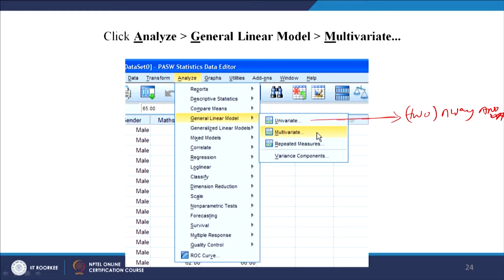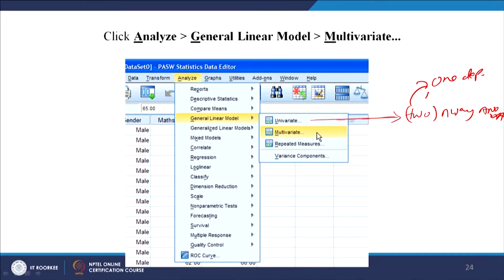But we are doing a multivariate analysis now. Why? Because we have more than one dependent variable. In that case, what was happening? You had only one dependent variable and more than one independent variable. But in this case we have 2 or more dependent variables and 1 or more independent variables. So, this is a case of the general linear model, multivariate condition, right.